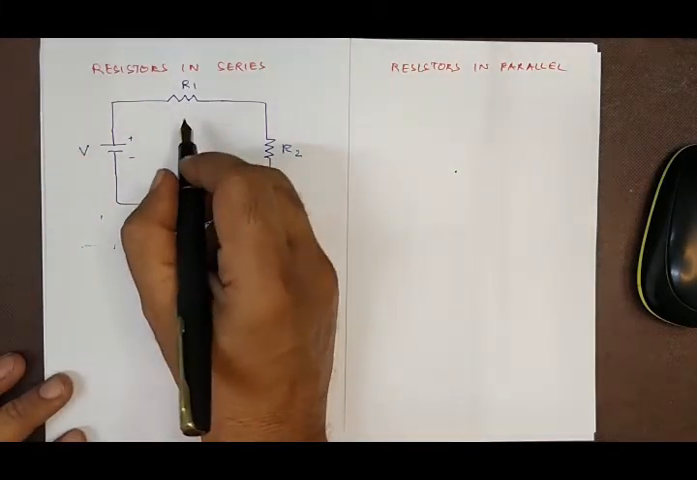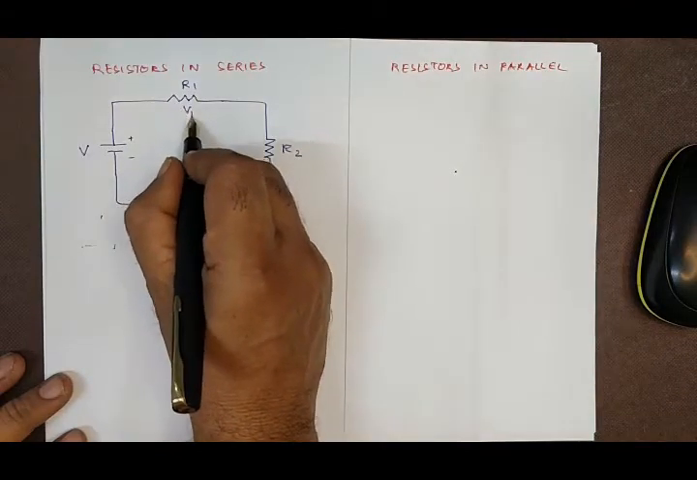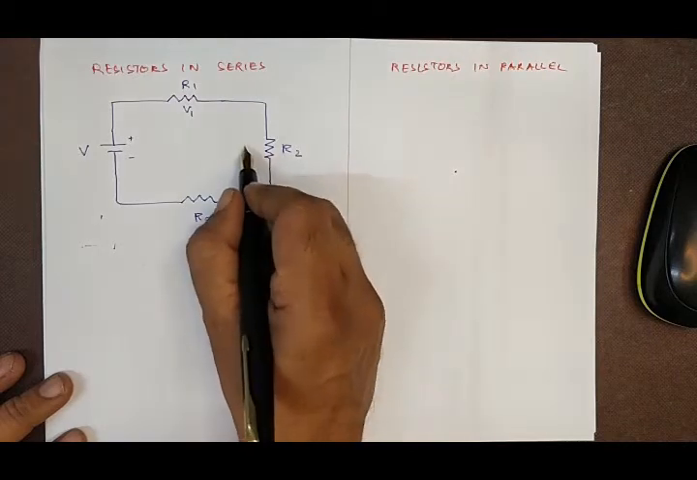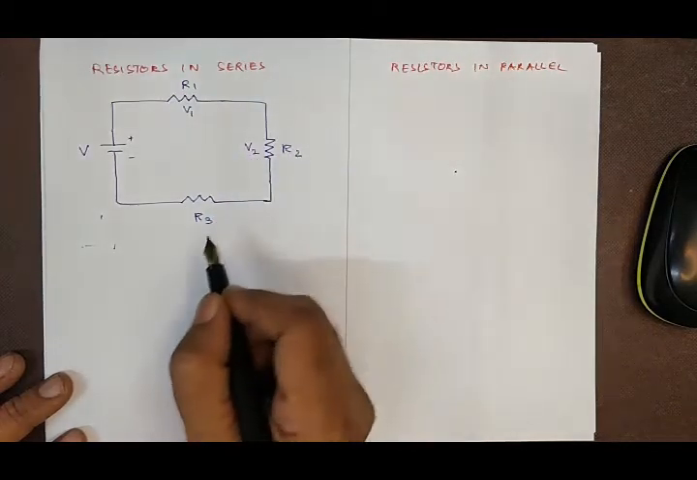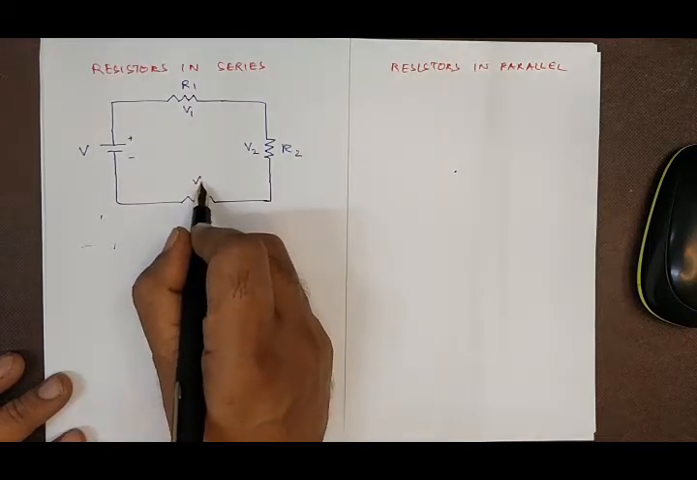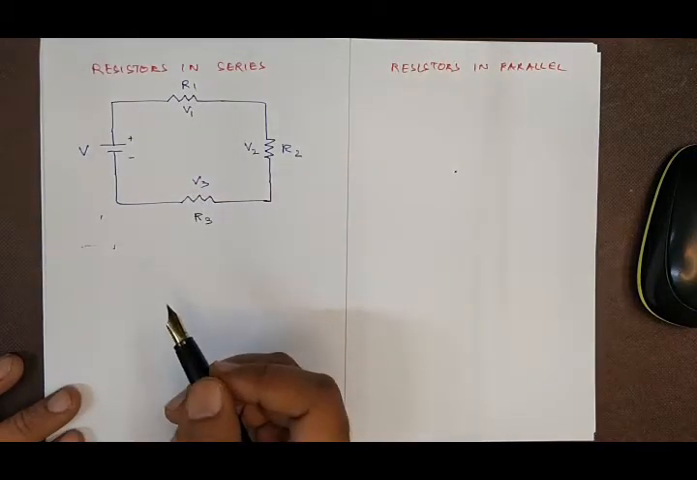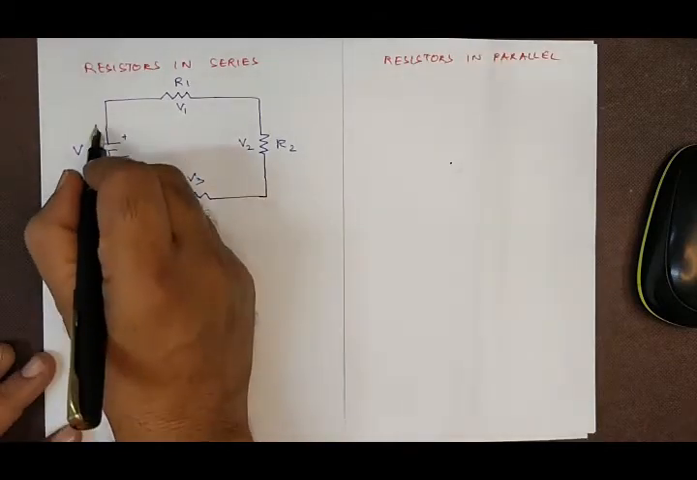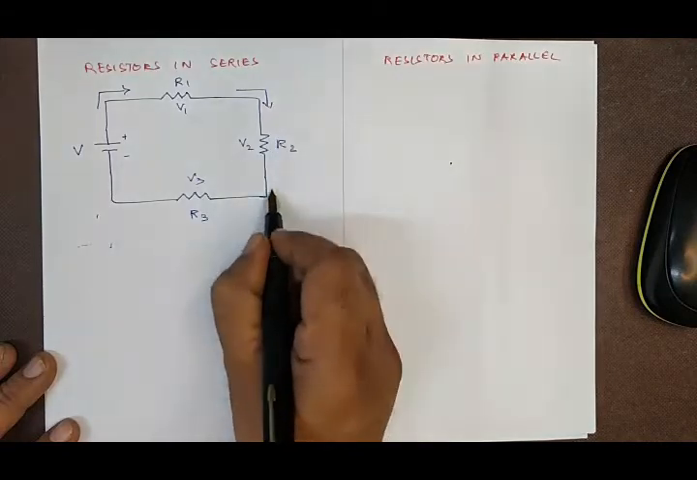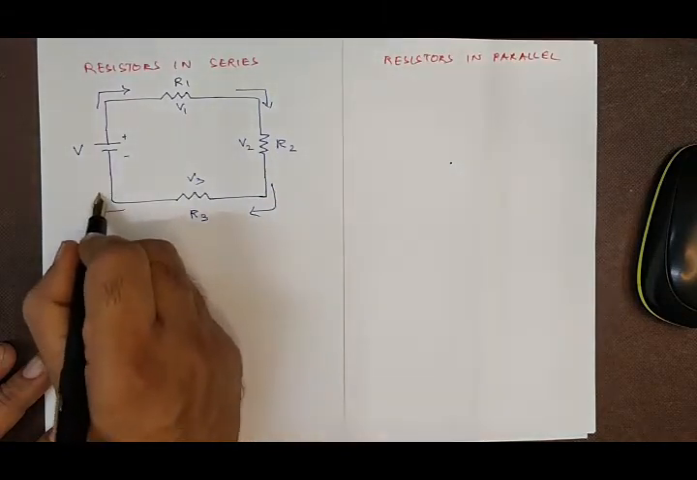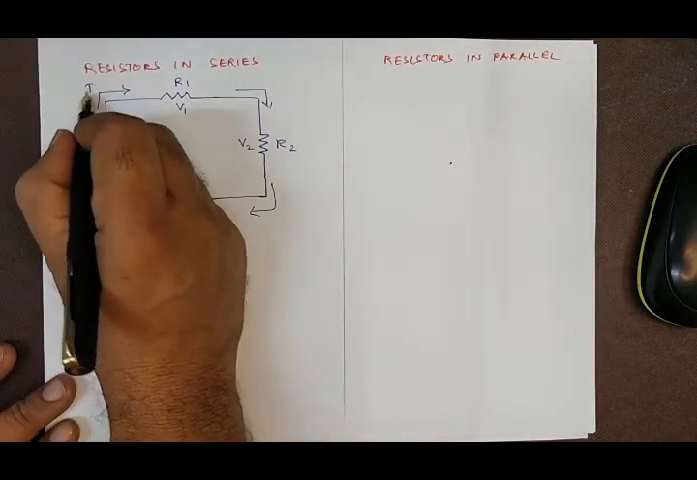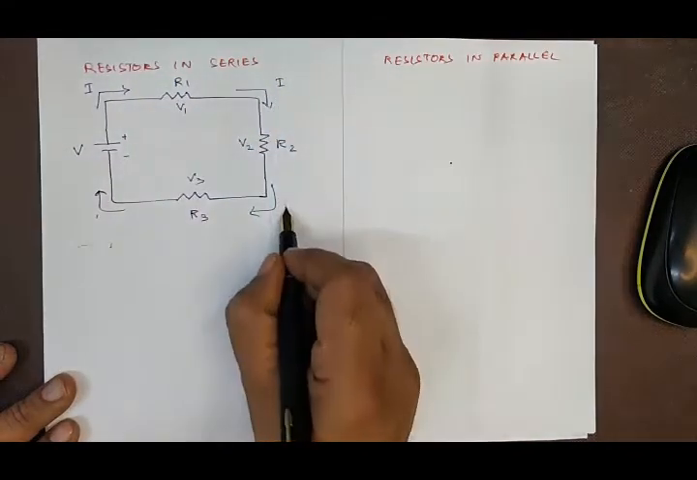Across the resistor, the voltage is V1. Across the resistor 2, we have got the voltage V2. Across the resistor 3, R3, we have the voltage V3. But the constant current is going in this way. So this is I, this is also I everywhere.